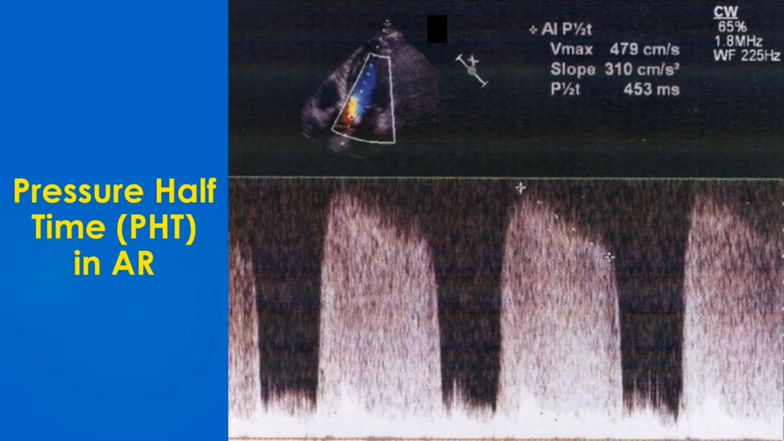The peak velocity or Vmax of the aortic regurgitation jet is shown as 479 cm per second. AR-PHT is shown as 453 milliseconds. The AR deceleration is shown as 310 cm per second squared.